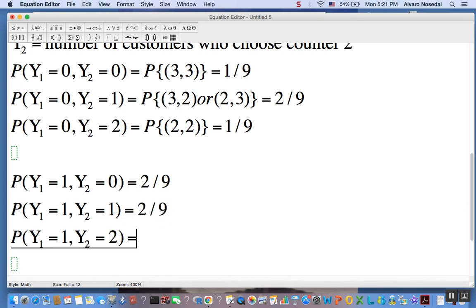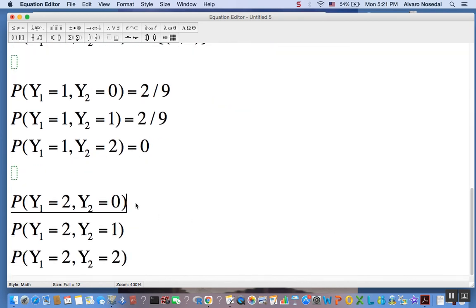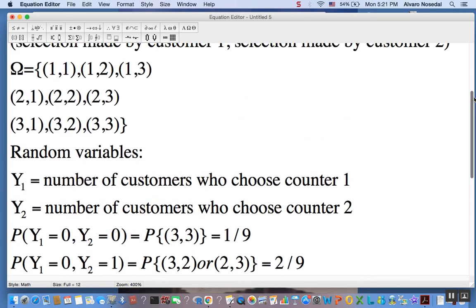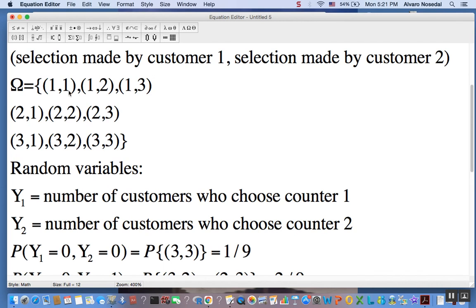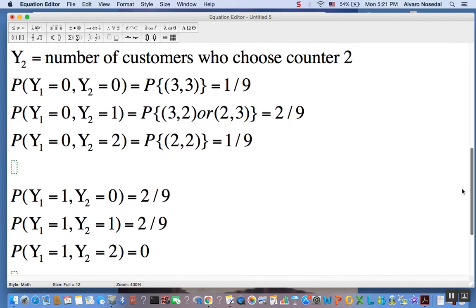Now let's take a look at this one. If y2 equals 2, then y1 can't be 1. We only have 2 customers. So that probability is 0, right? Let's find the remaining ones. y1 equals 2, y2 equals 0. That means that we observed 1, 1, right? So that probability would be 1 over 9.